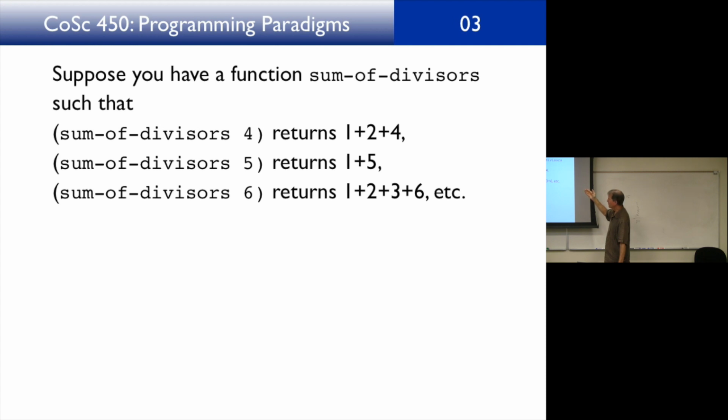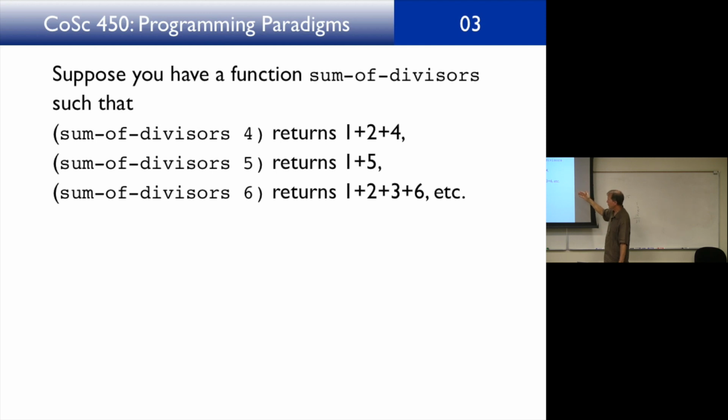And what will sum of divisors do? Sum of divisors is going to take one parameter. And what it's going to do is return the sum of the divisors of that number. So what numbers divide 4? What numbers go into 4 evenly? What are they? 1, 2, and 4.